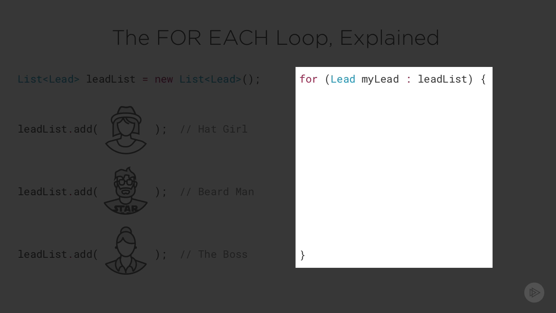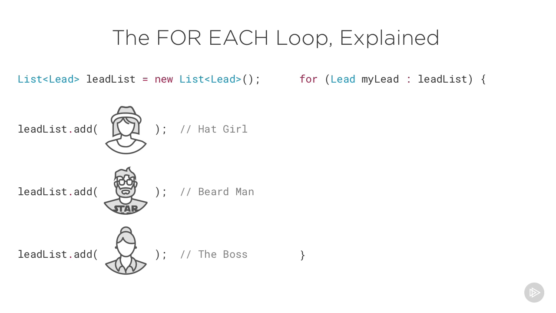This syntax should look familiar to you because it's the same thing we do with trigger.new in every trigger. Remember, trigger.new is always a list of SObjects. In fact, most of the time, you'll be using lists of SObjects when doing for each loops.